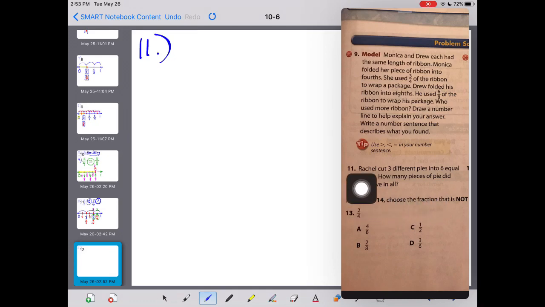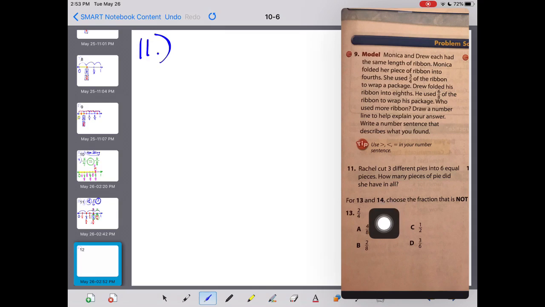Let's take a close look at this. Rachel cut 3 different pies, whole pies. How many pies? 3 whole pies, different pies, into 6 equal pieces. Each pie was cut into 6 equal pieces. How many pieces of pie did she have in all? Okay.